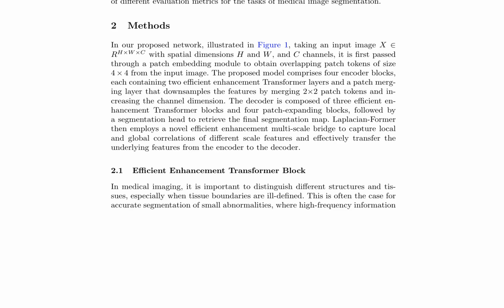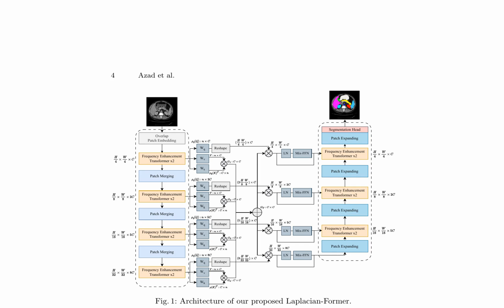The paper also presents a novel efficient enhancement multiscale bridge that effectively transfers spatial information from the encoder to the decoder, alleviating the drawbacks of traditional self-attention and surpassing its counterparts in medical image segmentation tasks. The proposed Laplacian-Former architecture, as depicted in Figure 1, integrates the efficient enhancement transformer block, a novel component designed to capture contextual information and recalibrate the representation space within an attention mechanism.